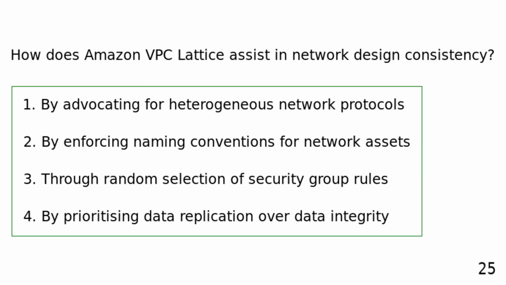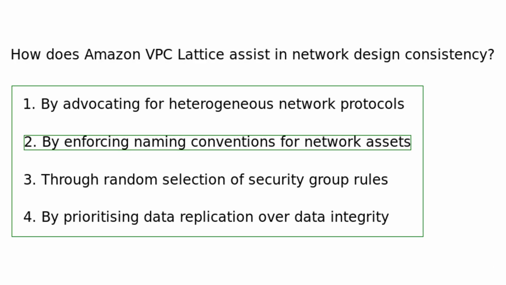How does Amazon VPC Lattice assist in network design consistency? By advocating for heterogeneous network protocols. By enforcing naming conventions for network assets. Through random selection of security group rules. By prioritizing data replication over data integrity. Amazon VPC Lattice assists in maintaining network design consistency by enforcing naming conventions for network assets, ensuring a standardized approach to labeling and identifying resources within the VPC.